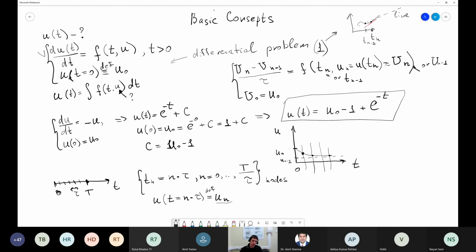Let's deal with our initial problem 1 and write for this case un minus un minus 1 divided by tau equals minus u, and let's put here the time n minus 1 to obtain the explicit method. We can reformulate it like un is equal to un minus 1 multiplied by 1 minus tau.